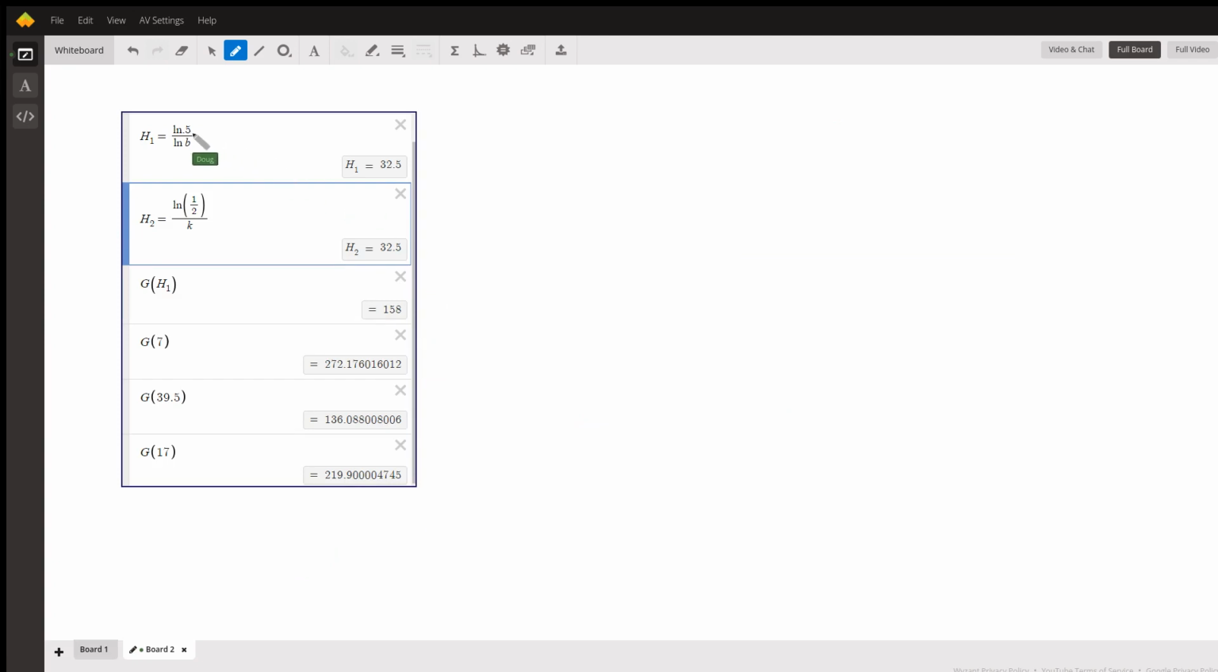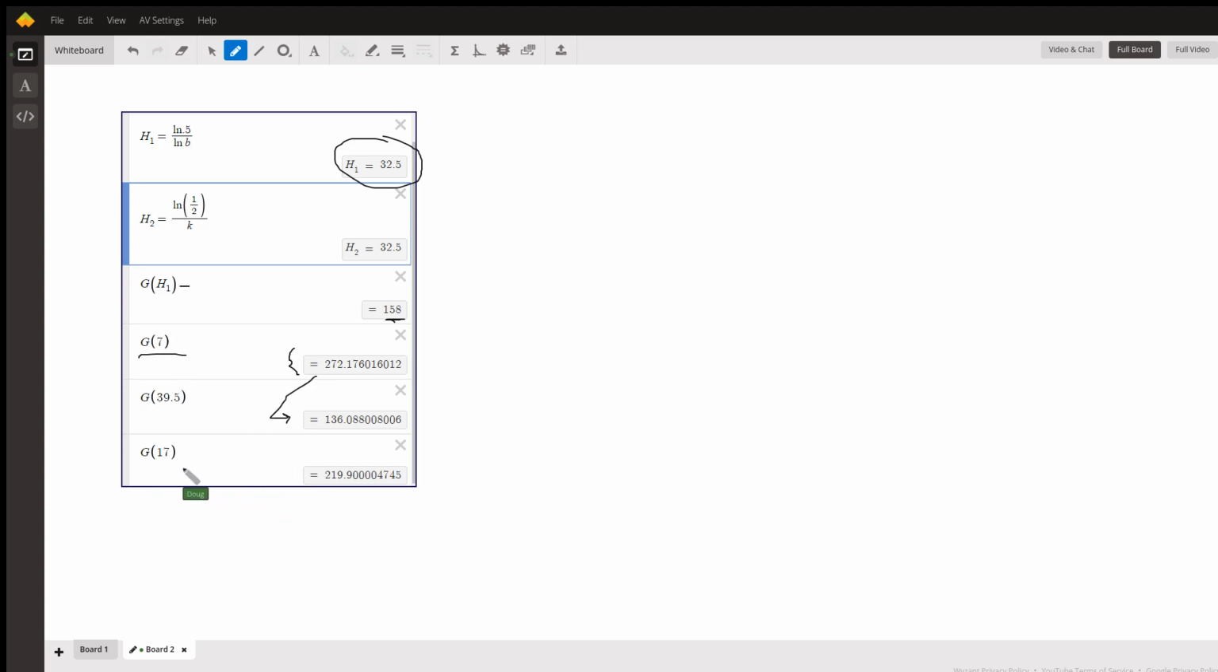And on board 2, looks like the half-life is 32.5 minutes. That means every 32.5 minutes, the amount of goo goes down by half of what it was. Here is g of h sub 1. That's 158. That's half of the 316. But here's another example. At g of 7, there's this much goo left. And 32.5 minutes later, there's half of what was left.